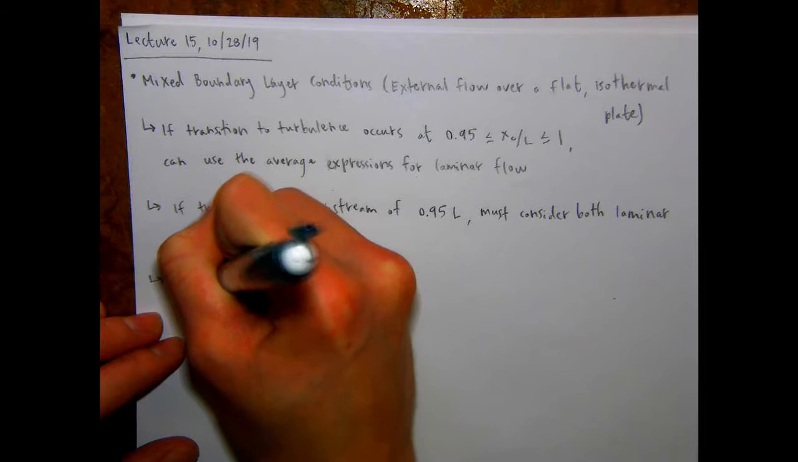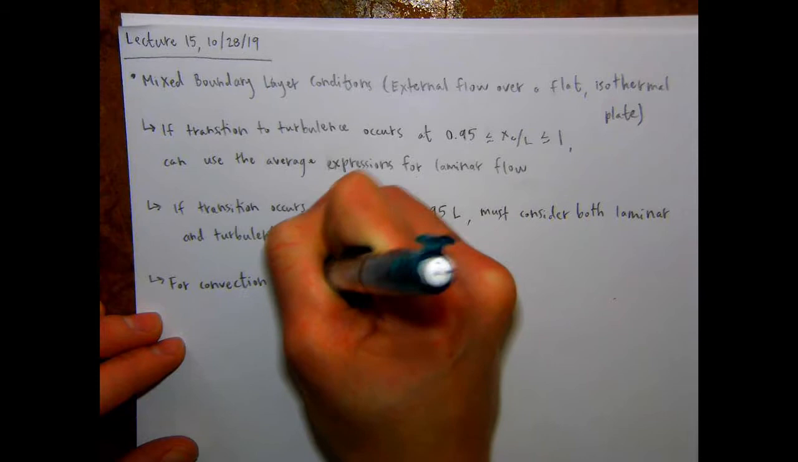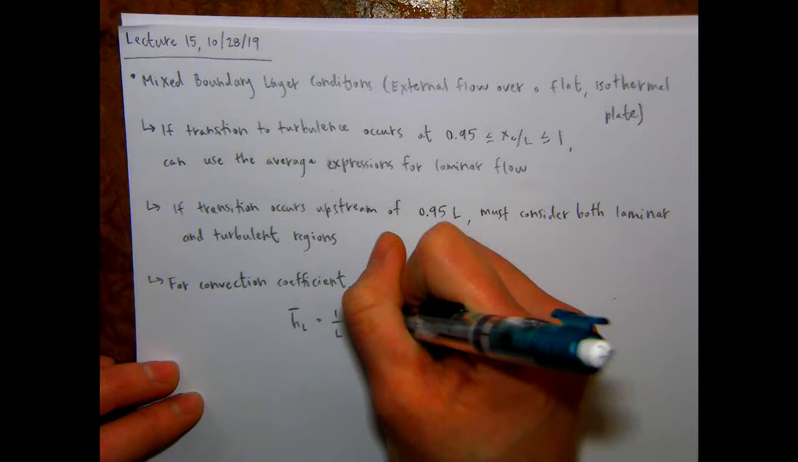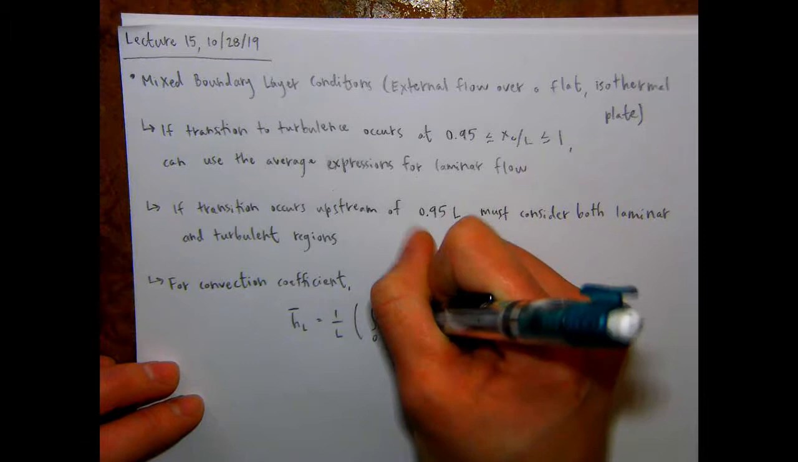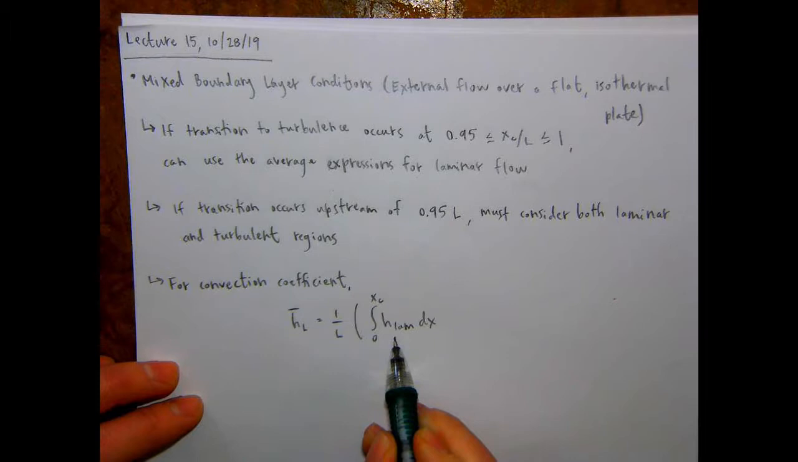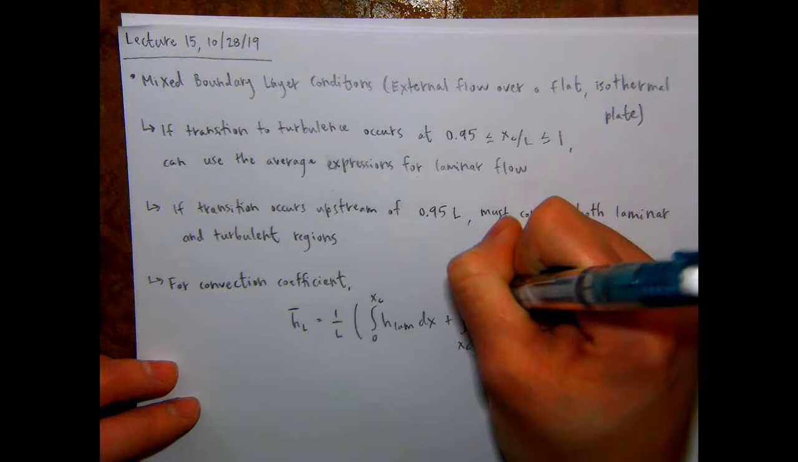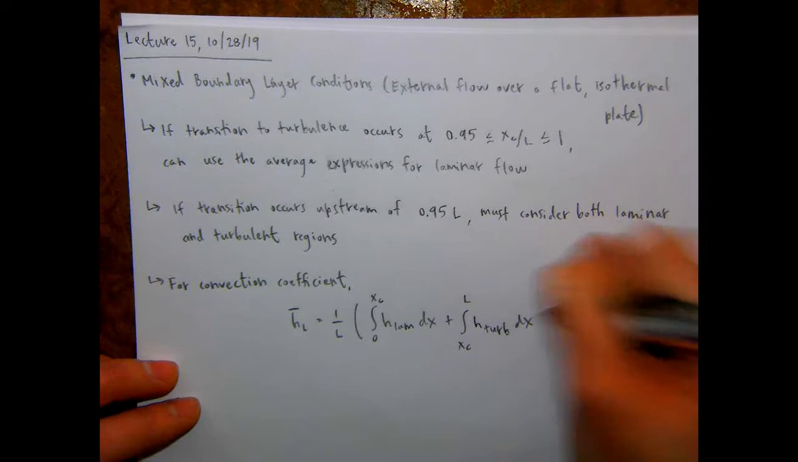But just as an explanation for how this expression is derived, for example, for the convection coefficient, h, the spatially averaged coefficient is derived by integrating the local coefficient for laminar flow from the leading edge until the critical x location, or the transition point. And then adding that to the local coefficient in turbulent flow integrated from the transition point to the end of the plate.